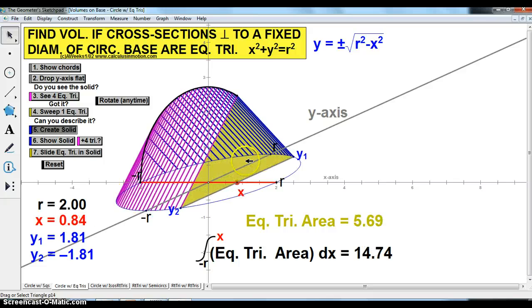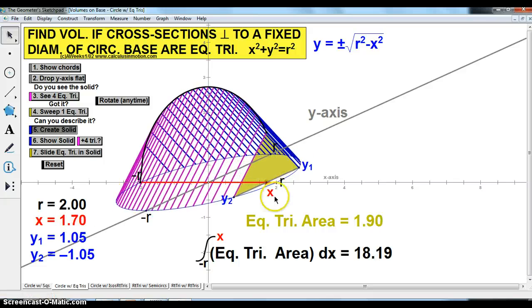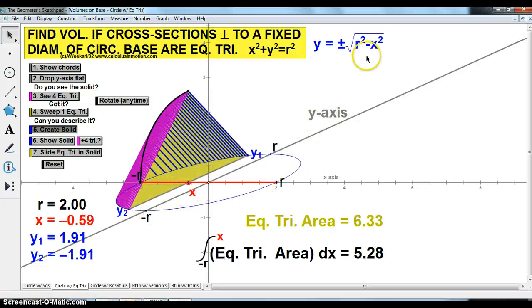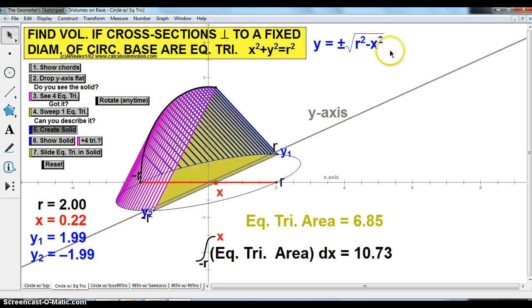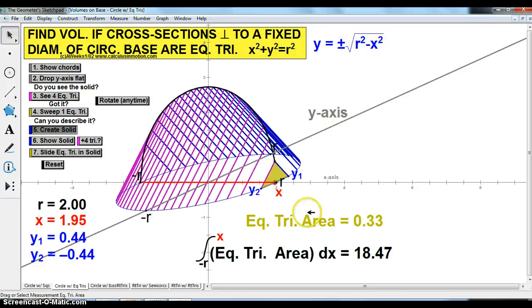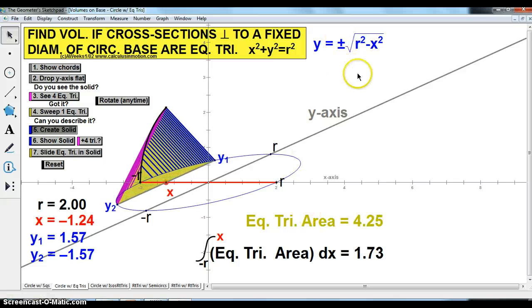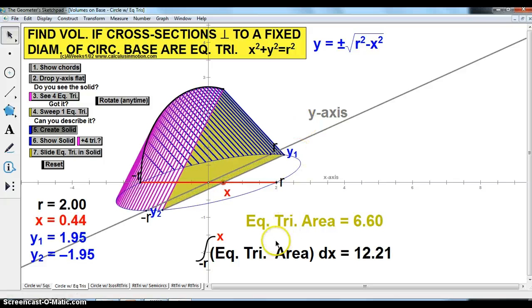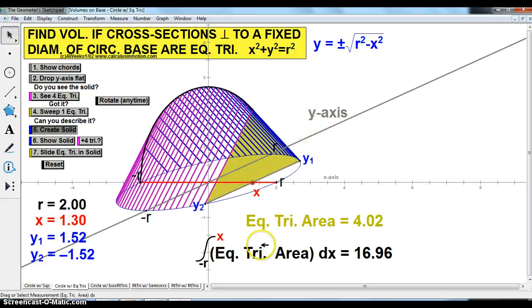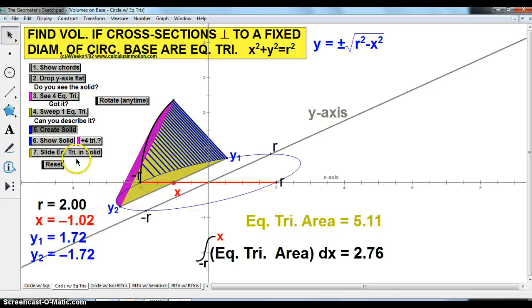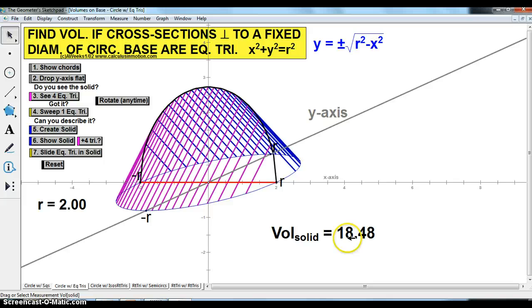And so that would be the upper part of the circle minus the lower part of the circle: the square root of r squared minus x squared, minus the negative square root of r squared minus x squared. So we would put that into the formula for where s is, square it, divide by 4, multiply by the square root of 3, and then integrate it. And we come up with the total volume.